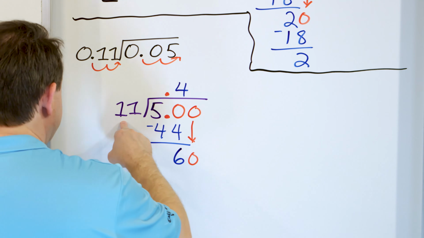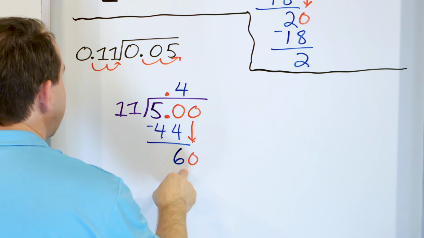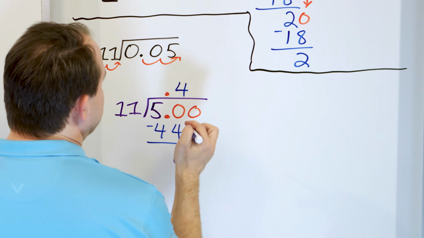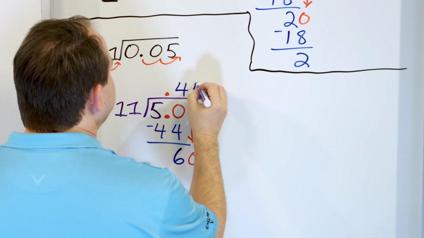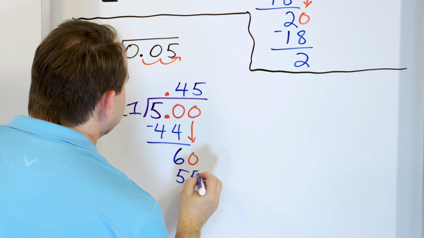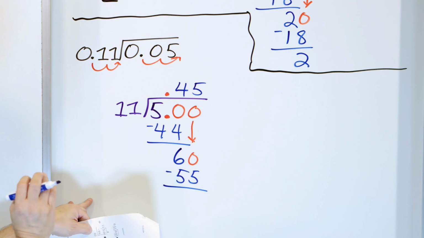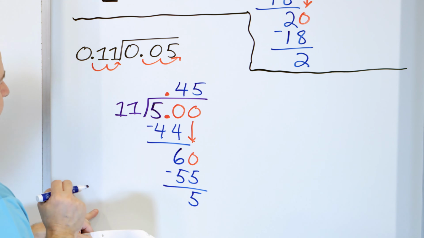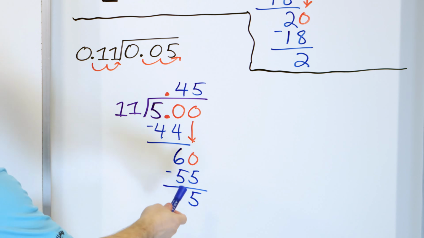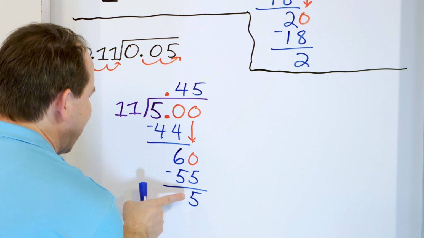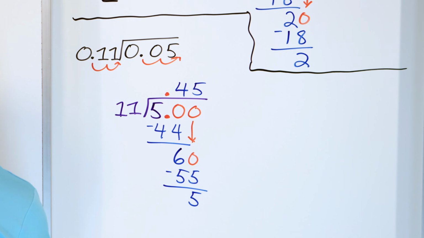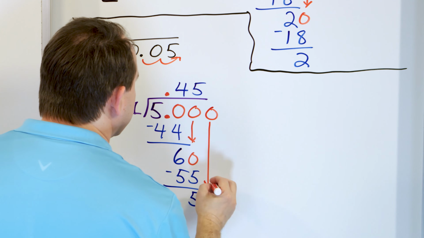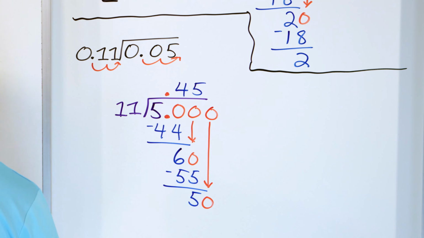Now, 11 times 5 is 55. 11 times 6 is 66. So it can't be 6. It has to be 11 times 5, which is 55. And we're looking for a pattern. So far, I don't see a pattern, but I know that 60 minus 55 is 5. Here I had a remainder of 6. Here I have a remainder of 5. I don't see a pattern yet. But I also don't have a remainder of 0. So add another 0 here, and now I have a 50 down here.